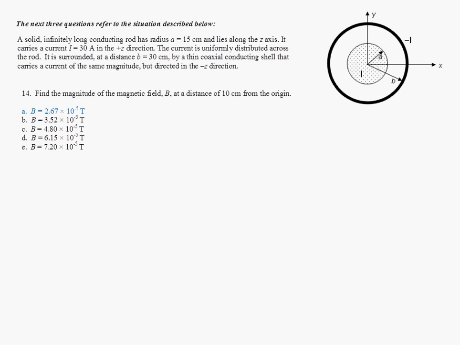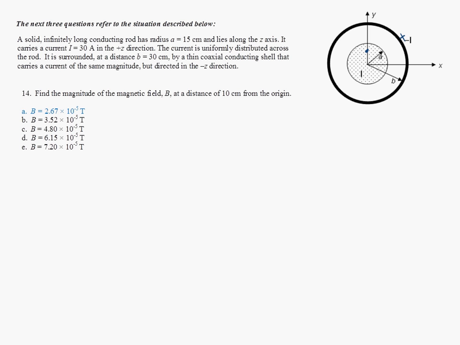Okay, so now we're asked, we have kind of an interesting situation with a conductor here that has current coming out towards us, and then it's surrounded by a shell on the outside that has current going into the page. So the net current would be 0 if you combined it all. They want to know the magnetic field due to this at a distance about 10 centimeters from the origin.